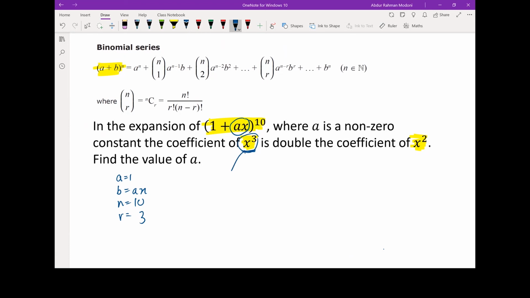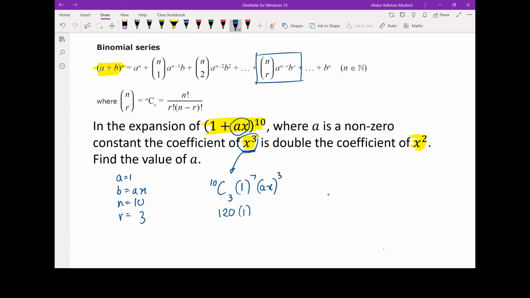So let's go and work out the x cubed term first. So remember, here is our general term. So we're going to be using 10C3, a, which is 1, to the power of n minus r, which is 7, and then b, which is ax, to the power of 3. Okay, let's go and tidy that up a bit. So we're going to simplify this. So we'll work out what 10C3 is. That's 120. 1 to the power of 7 is 1.